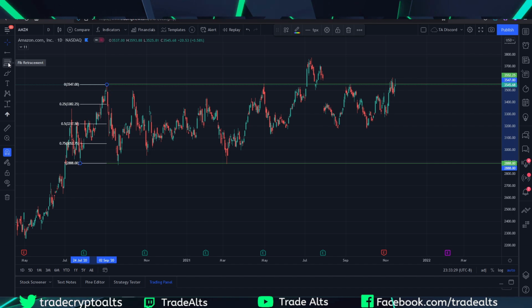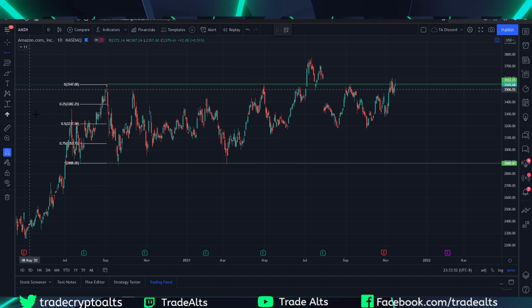It's nothing different. It's just one of my templates that I like to use, which helps me identify quadrants essentially within a range. You can see this is broken up by the 0.25, 50%, 0.75, and this is going to help me find quadrants within a range.